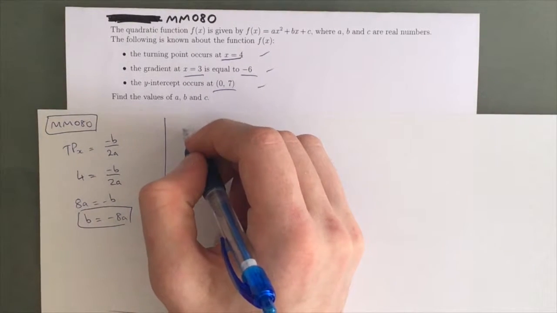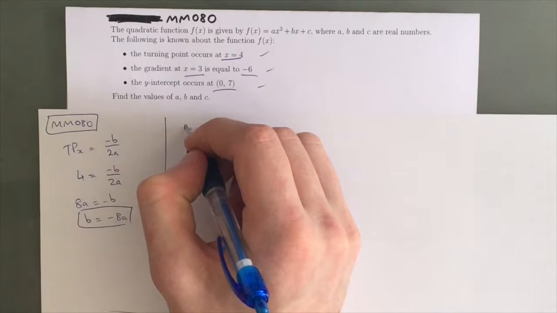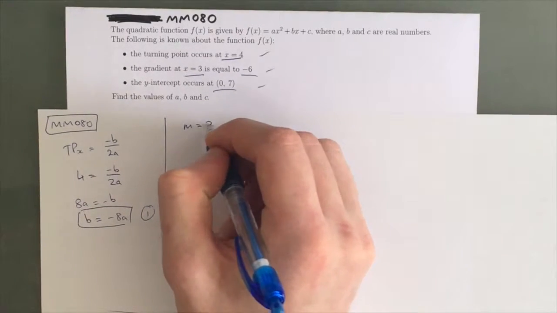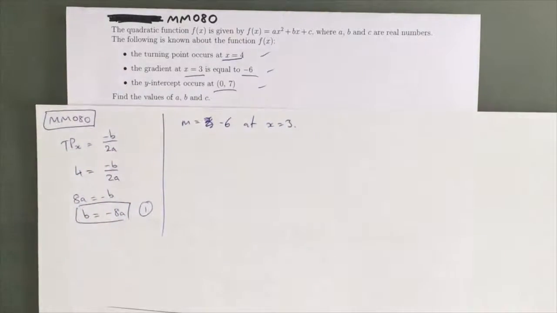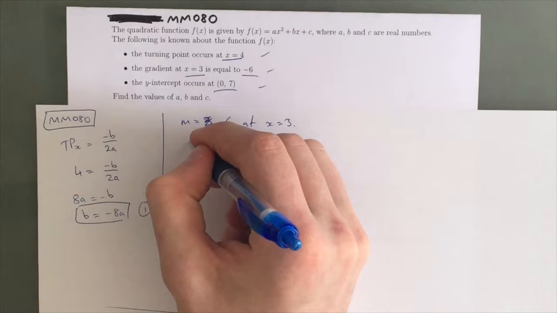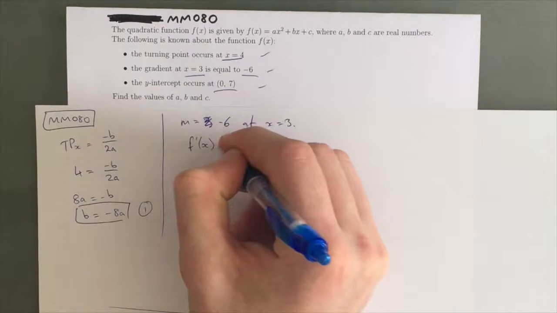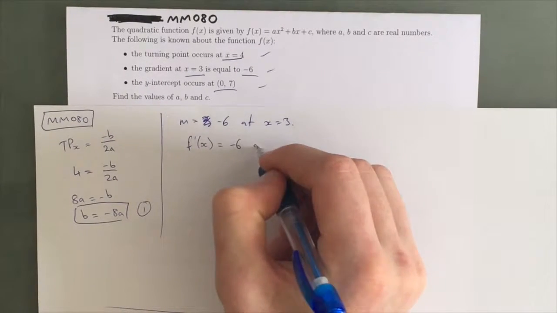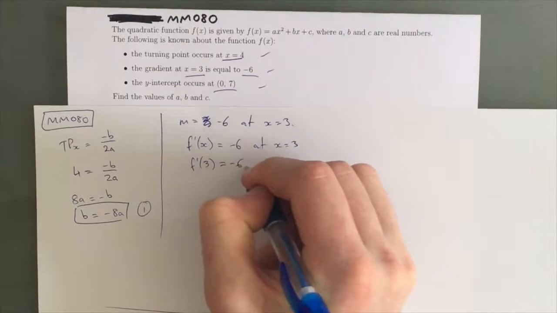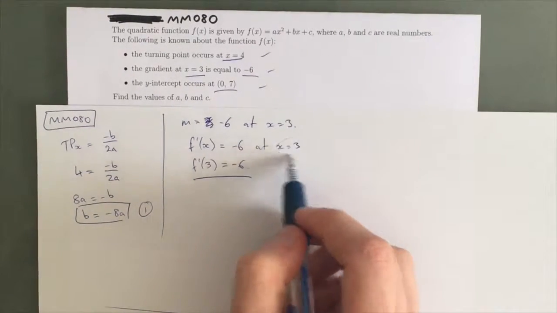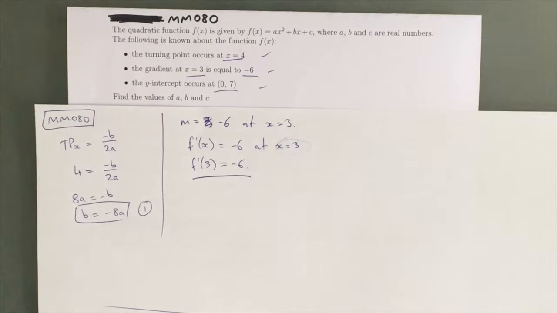So we know that the gradient, which is m, is equal to negative 6 at x equals 3. Which means that f dash of x is equal to negative 6 at x equals 3, which means that f dash of 3 is equal to negative 6. So the x equals 3 just goes into where x is, and then we just need to work out what f dash of x is.